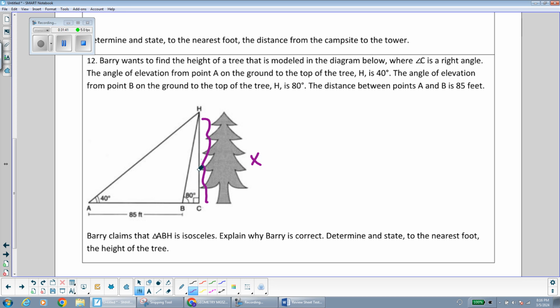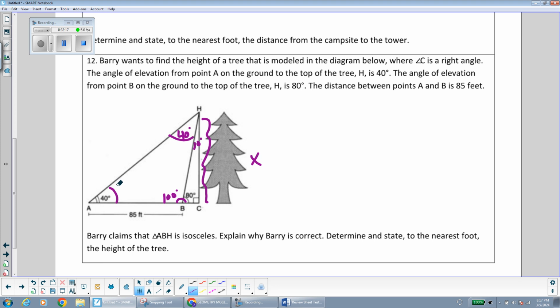So in this triangle over here, we already have 80 and 90 degrees. In my calculator, I'm going to do 80 plus 90 and subtract from 180 degrees, and I get that over here, that's 10 degrees. These are supplementary, so this angle has to be 100 degrees. 100 plus 40 is 140, so this angle over here has to be 40 degrees. So in ABH, there are two congruent angles, the 40-degree angle and the 40-degree angle.